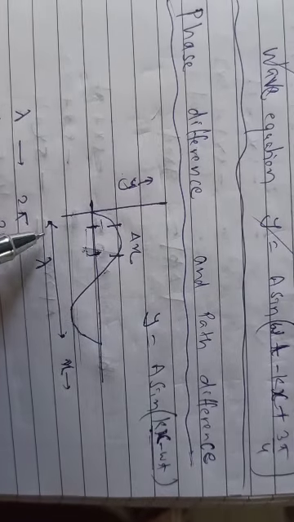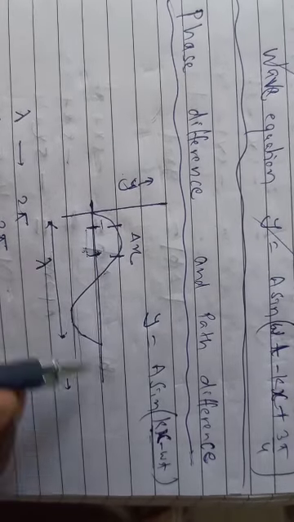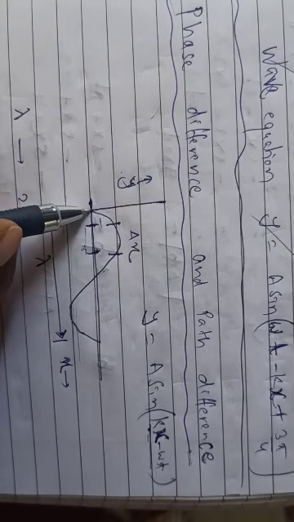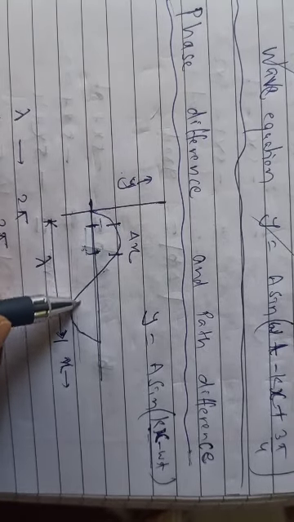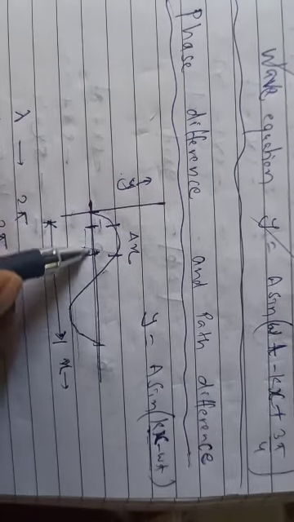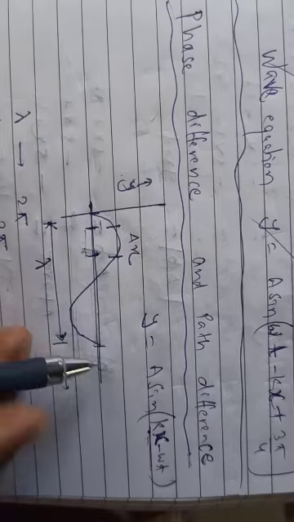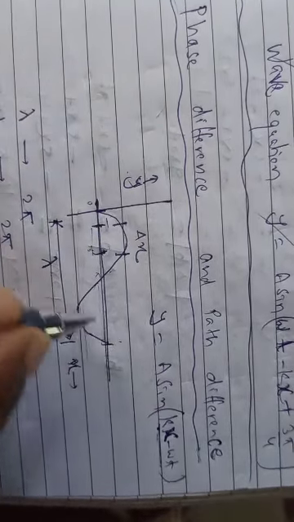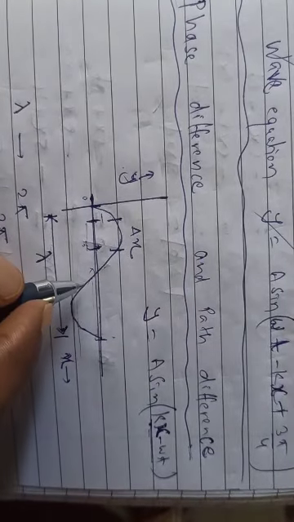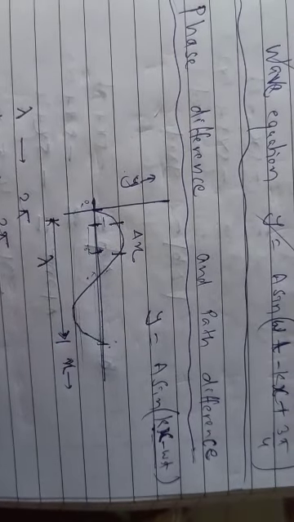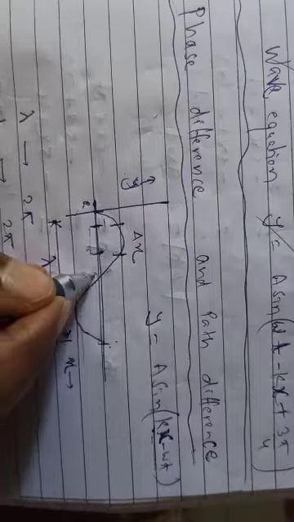So you can just see this lambda distance is related with how much angle? Means if this is the sine curve, this angle should be how much? This angle should be 2 pi, isn't it? This is 0, this is pi, this is 2 pi, if you are writing in terms of phase only.